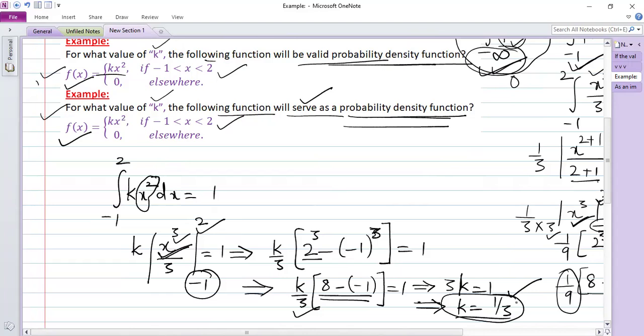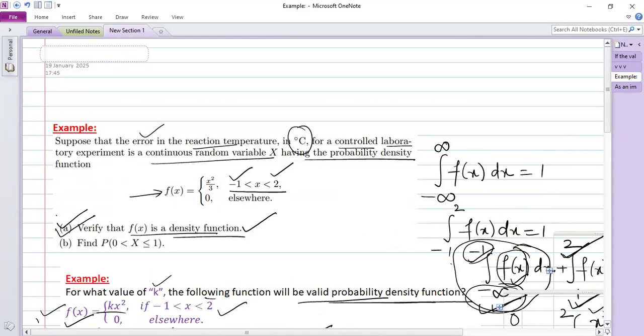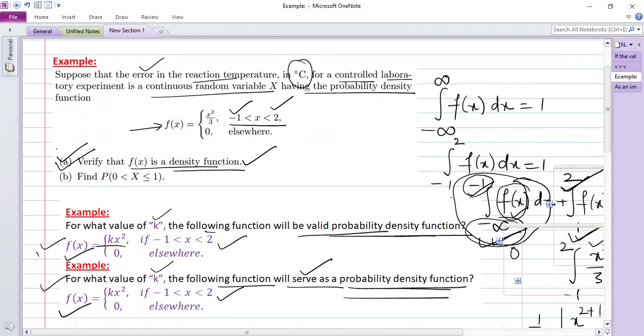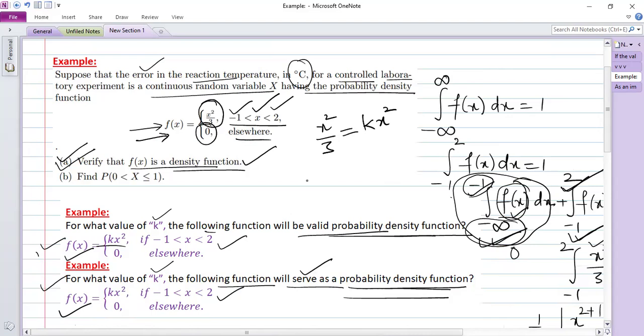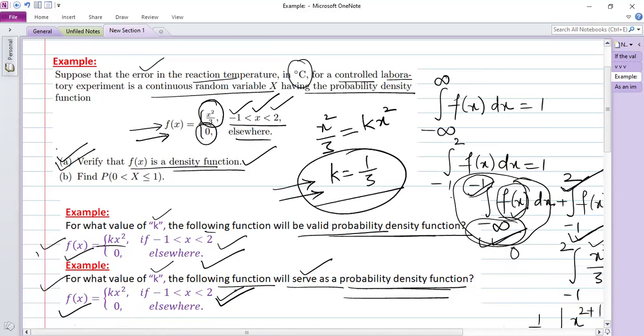And obviously, this k equal to 1 by 3 is our expected value. Somewhere we already know that this k should come out to be 1 by 3. Why? Because if you have observed in the first statement, here f(x) is given in this form, x square by 3, if x is in this range, 0 elsewhere. So here f(x) is x square by 3. So I have written in the form kx square. So what is k here? Obviously 1 by 3. So this fact was already, in a certain sense, known to us. But here, a question may be asked in this form also.